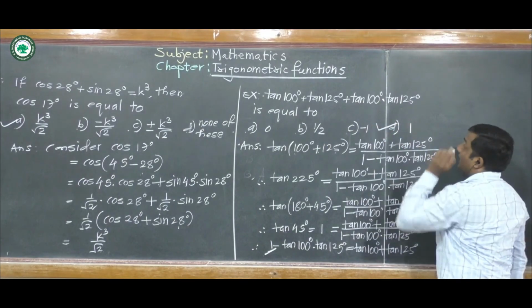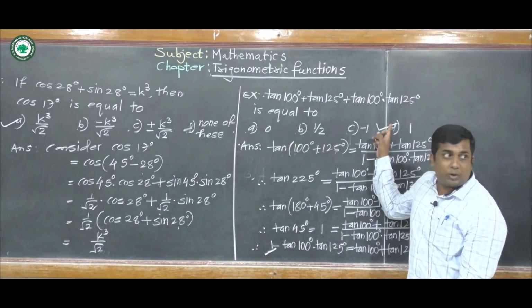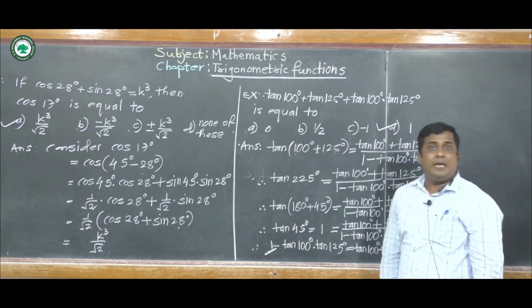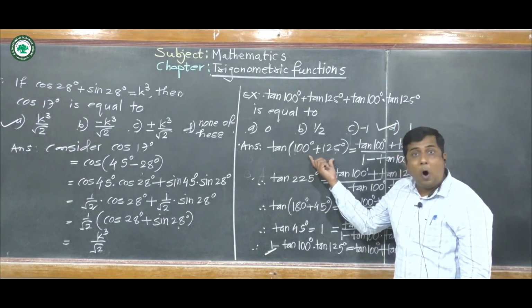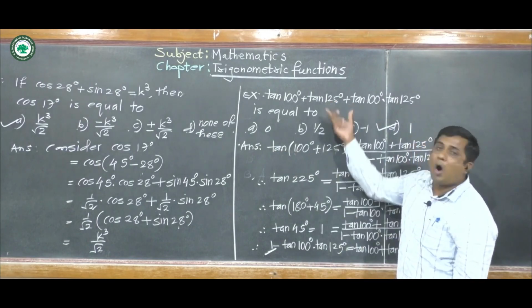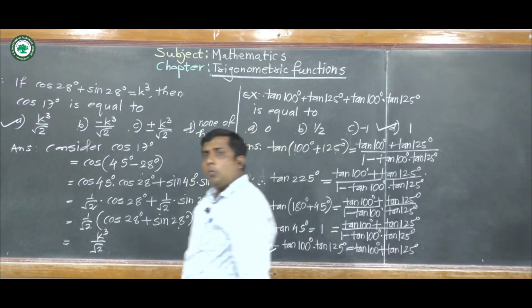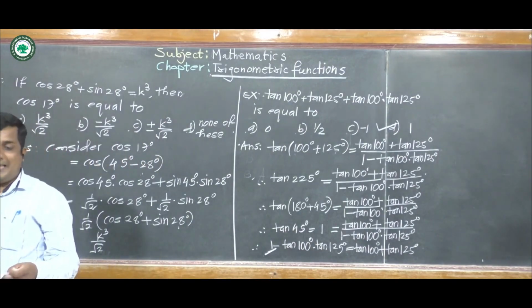So the correct option is D. Again, by using the tan of A plus B form, we find the value of the given expression. Now we go with our third important example.